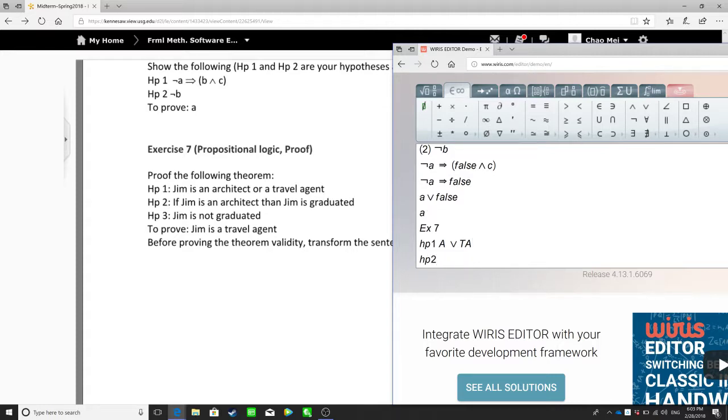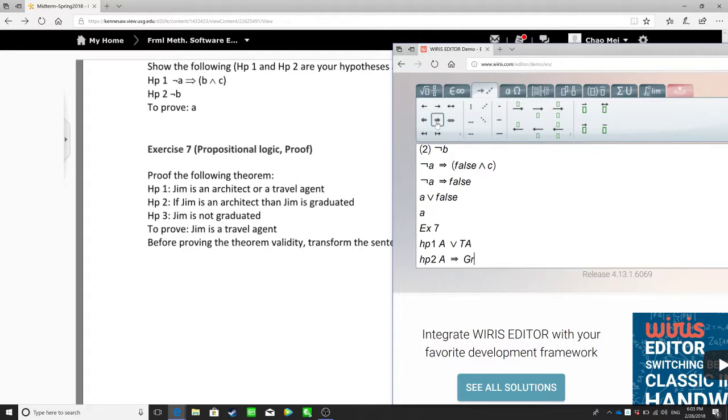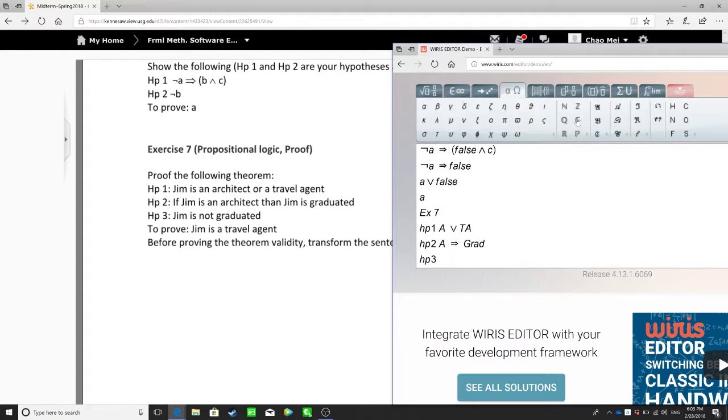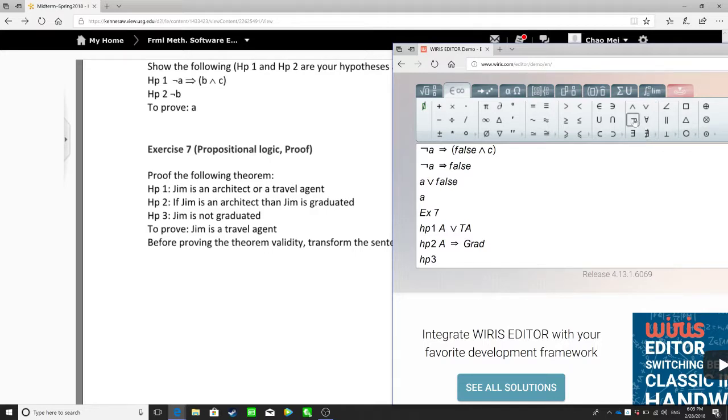HP2. If James is an architect, then James is graduated. So architect implies graduated. And HP3. James is not graduated. Not graduated. So we saw James, this name, in all these three hypotheses.